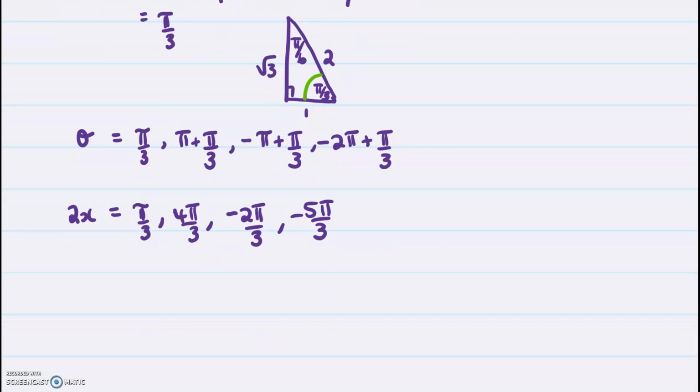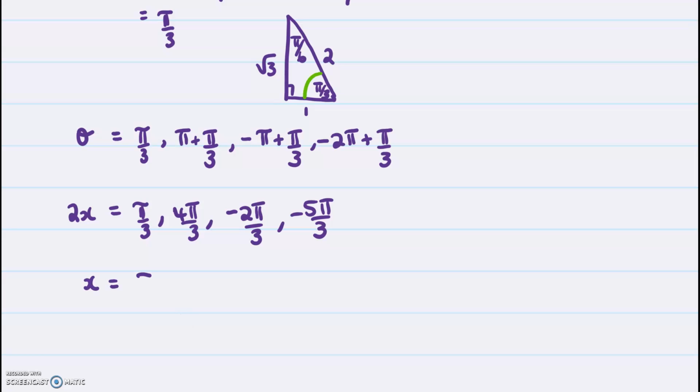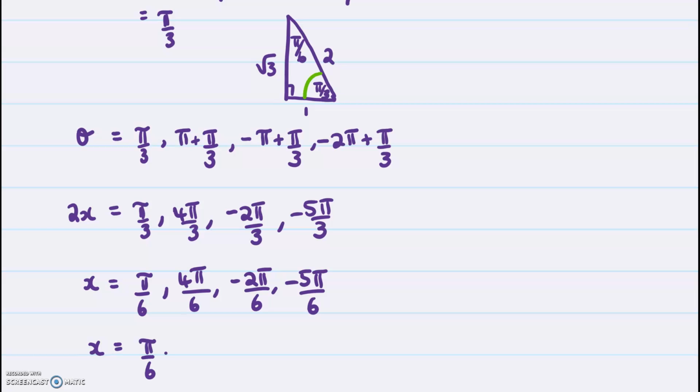And your final answer to get x, everything's got to be divided by 2. So it turns into pi on 6, 4 pi on 6, negative 2 pi on 6, negative 5 pi on 6, and there's a couple of these that simplify a little bit further. 4/6 is 2/3, 2/6 is 1/3 or negative pi on 3, and negative 5 pi on 6. So I have 4 answers in that particular one there. Okay, that's with the double angle.